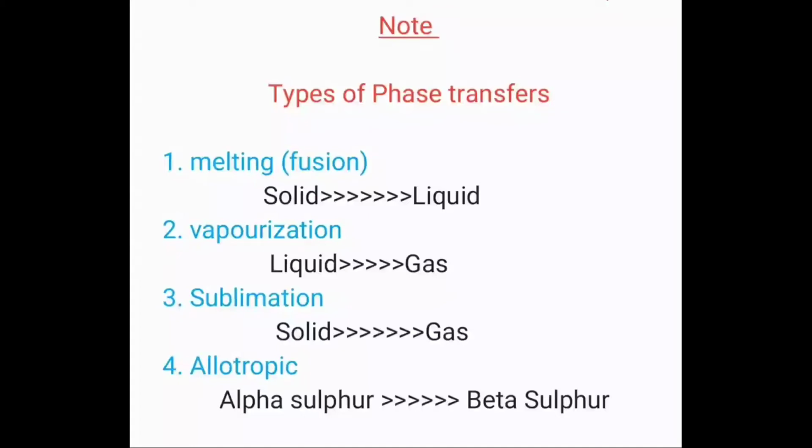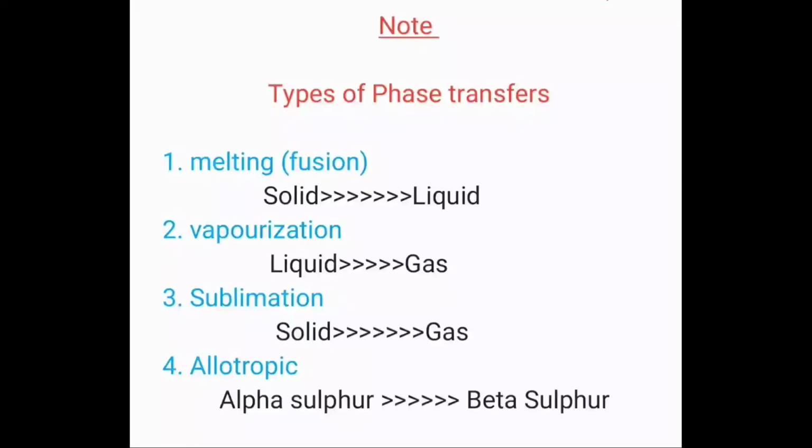Whenever water is heated at 100 degrees Celsius, at that time some water converts into the vapor form, meaning gaseous form. So it is known as vaporization. Water converting into the vapor form is known as vaporization. Liquid phase converting into the gaseous phase is known as vaporization. So the second one is vaporization.